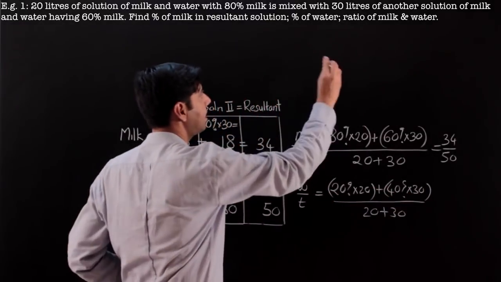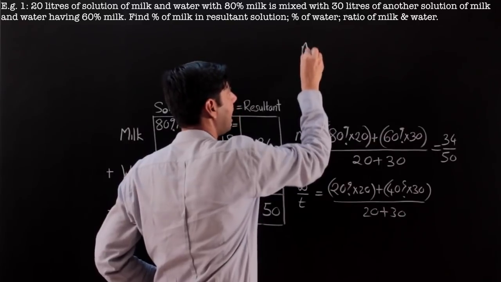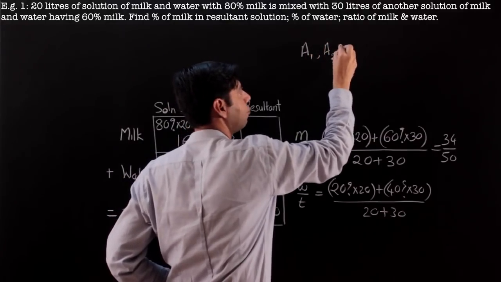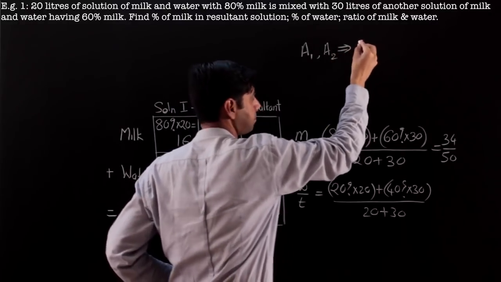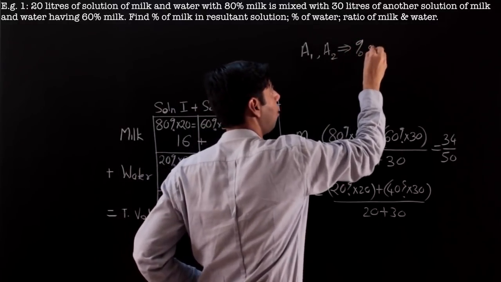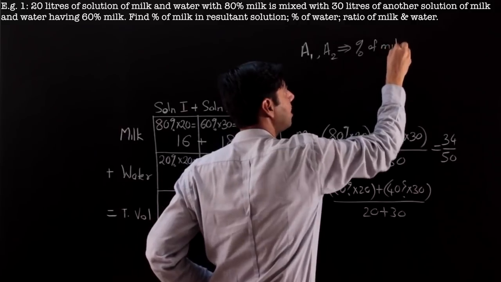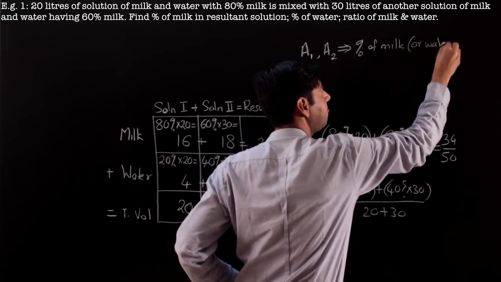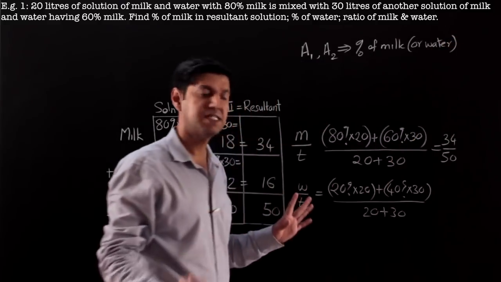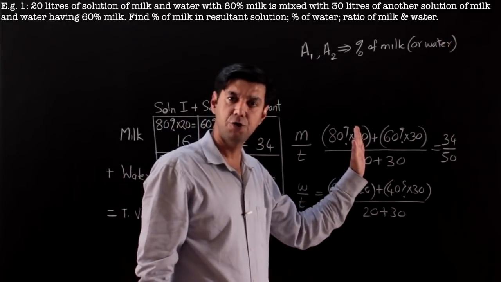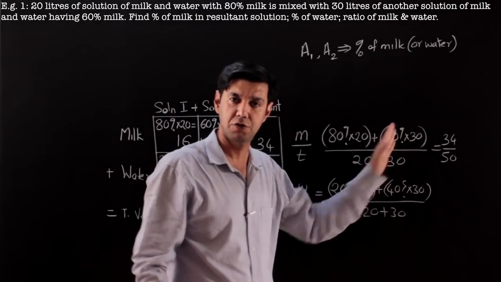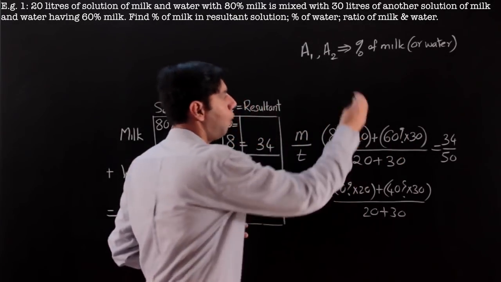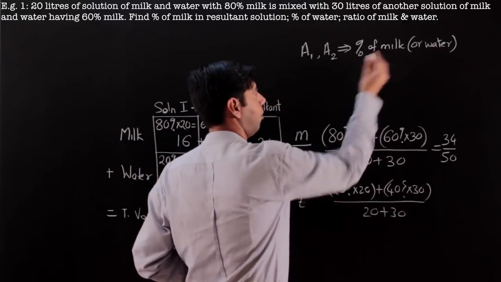So what we have learned here is that in mixtures, the averages A1 or A2 could refer to the percentage of milk, or they could also refer to the percentage of water. Whatever we choose, just be consistent. If you have started with milk, you can't change to water from the second solution. Milk from the first will be added to milk from the second. Or if you have started with water, continue with water, right?